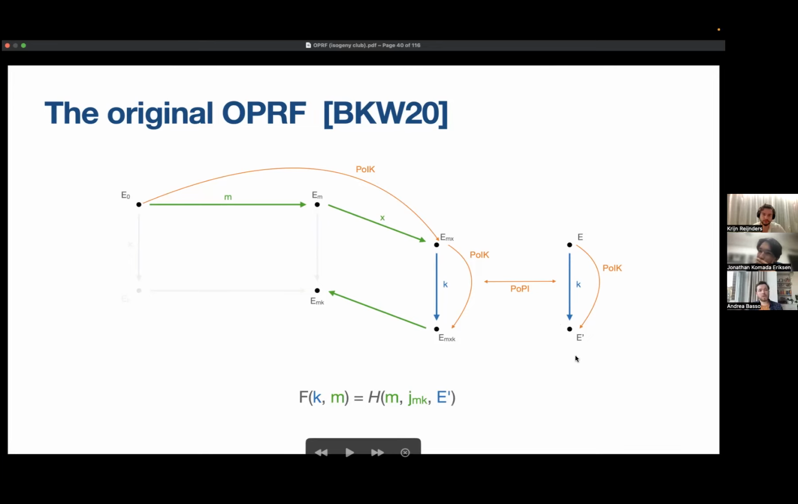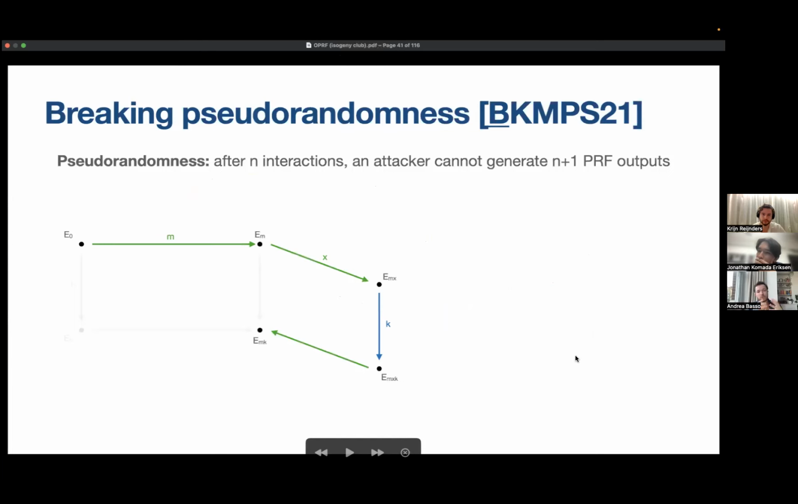Now that we've seen how Boneh, Kogan, and Wu constructed their OPRF, I can show you how the protocol can be attacked. This was part of joint work together with Peter Kutas, Simon Merz, Christophe Petit, and Antonio Sanso. The main idea is that we break pseudorandomness, which means that we get enough information so that after a certain number of interactions, a malicious client can evaluate the PRF on any input that they want.